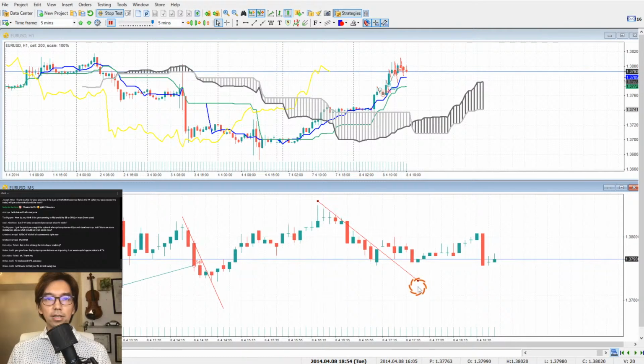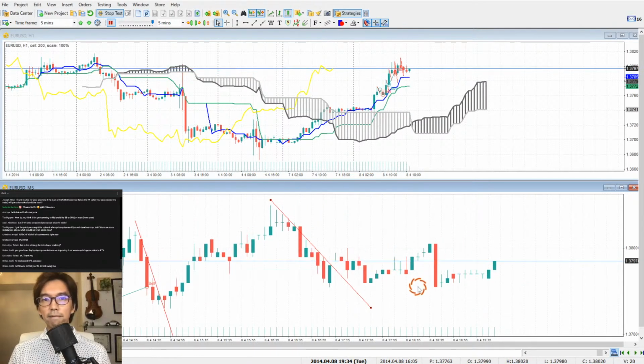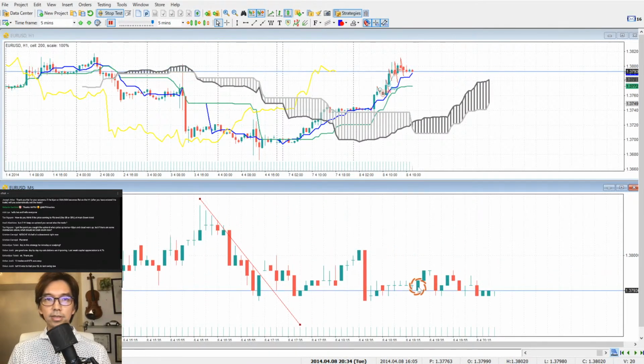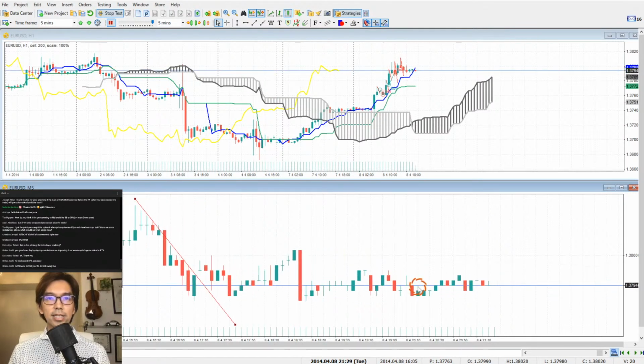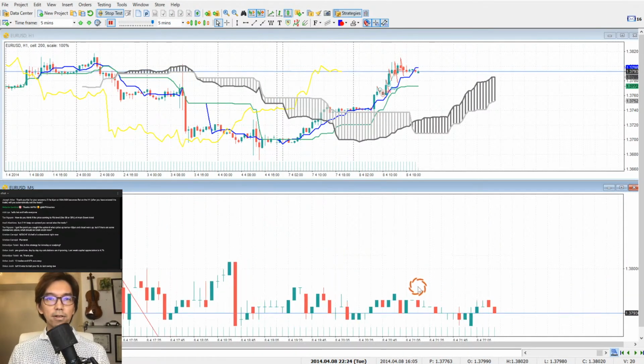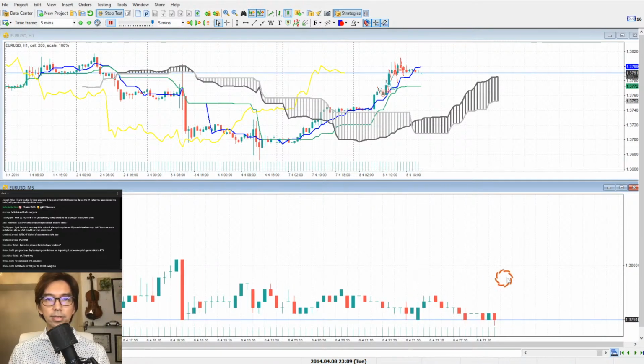Kijun Sen is getting flat now. And now I think this is completely flat. Yeah, Kijun Sen is completely flat now. So I want to look for the buy chance now. Okay.